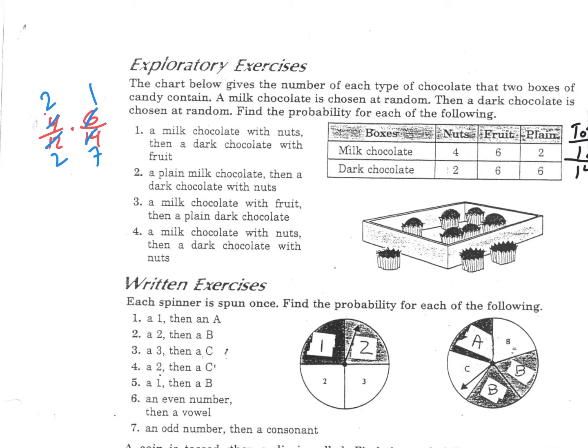Oh, and then interesting, I got a 2 and a 2 on the top over here. I can reduce that even more to 1 and 1. And now I end up with 1 over 7 as my probability for number 1. Okay, so go ahead and answer 2, 3, and 4, and then check the solutions with mine. See how you've done.